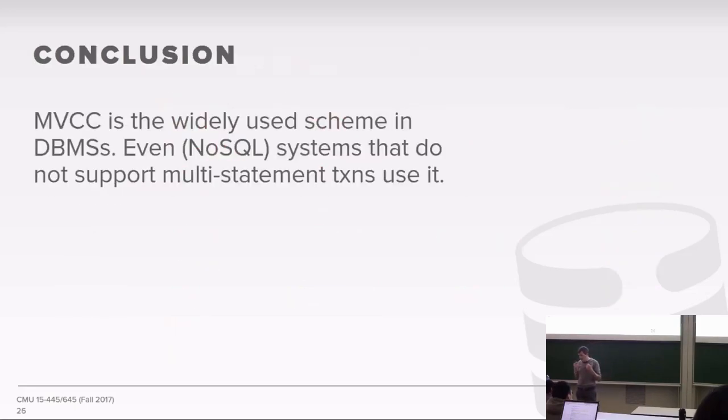So again, MVCC is the most widely used scheme in database systems. It encompasses all the things we talked about today and not just the concurrency protocol. And what's interesting is that in all the examples here, I'm talking about multi-statement transactions, updating multiple objects within my transaction. But even some of the NoSQL systems that don't support multi-statement transactions, where you can only update atomically one object at a time, some of them also do MVCC, because it makes it easier to reason about what is actually visible to a particular transaction or a particular query at a given time. Okay? So any questions?